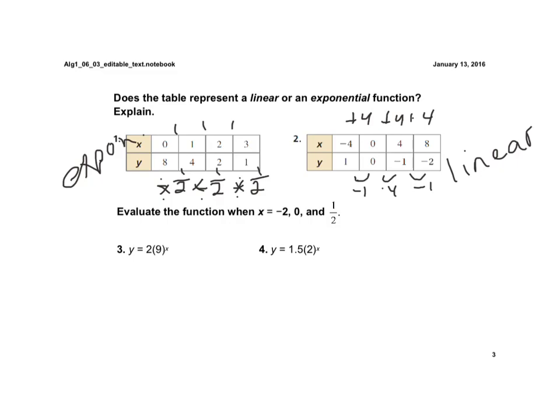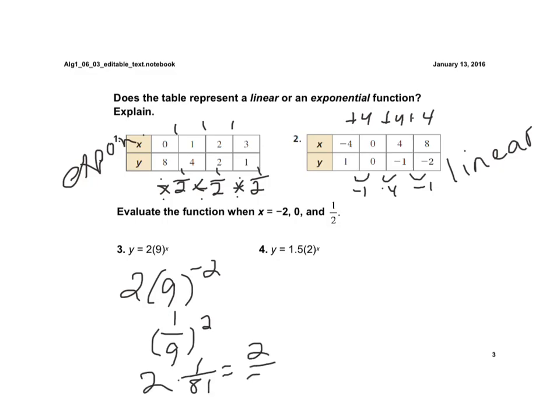Here we're asked to evaluate. So again, we're going to evaluate. So I have 2 times 9, and they want me to do it for x equals negative 2. So 9 to the negative second would be 1 over 9 to the positive second, which would be 1 over 81, times 2 would be 2 over 81.